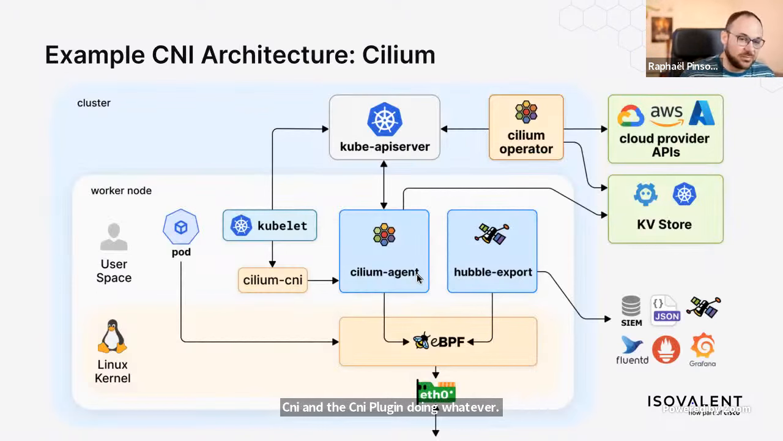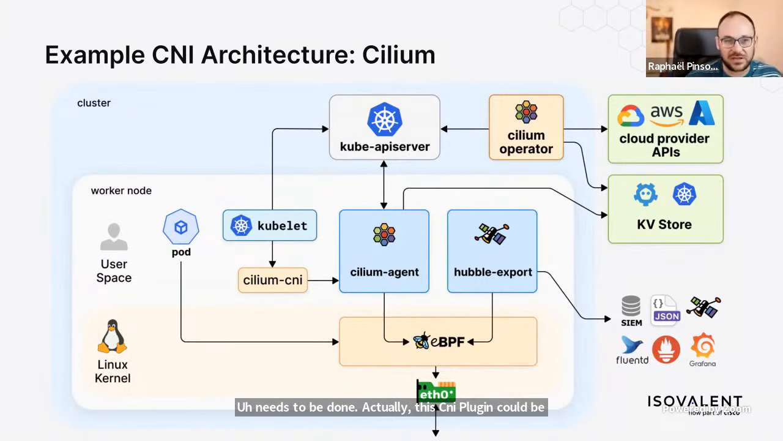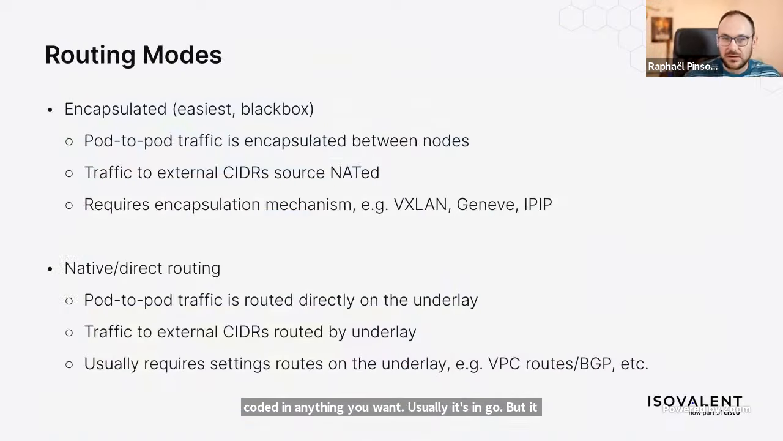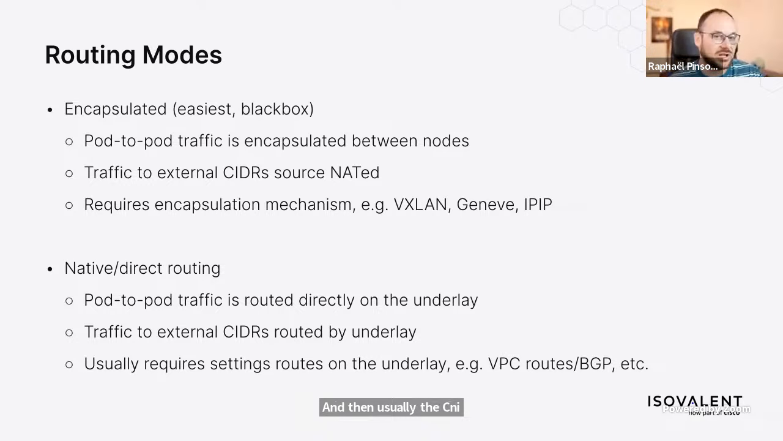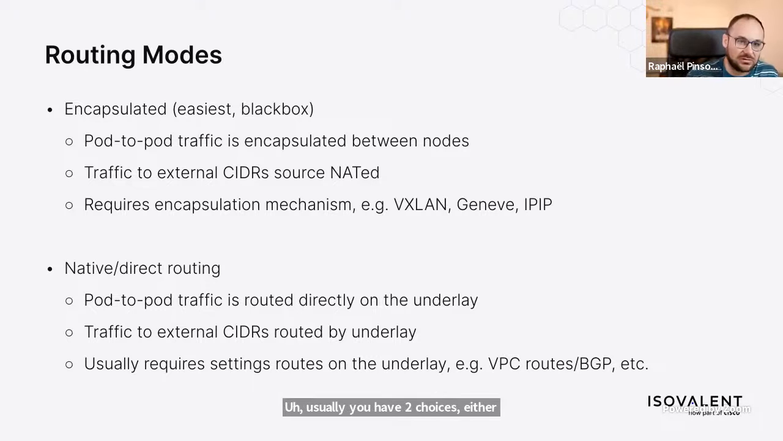Actually, this CNI plugin could be coded in anything you want. Usually it's in Go, but it could be in something else. And then usually the CNI plugin will make a choice of routing mode, which can be configured. Usually you have two choices, either encapsulated or native or direct routing. Encapsulated modes are the easiest.